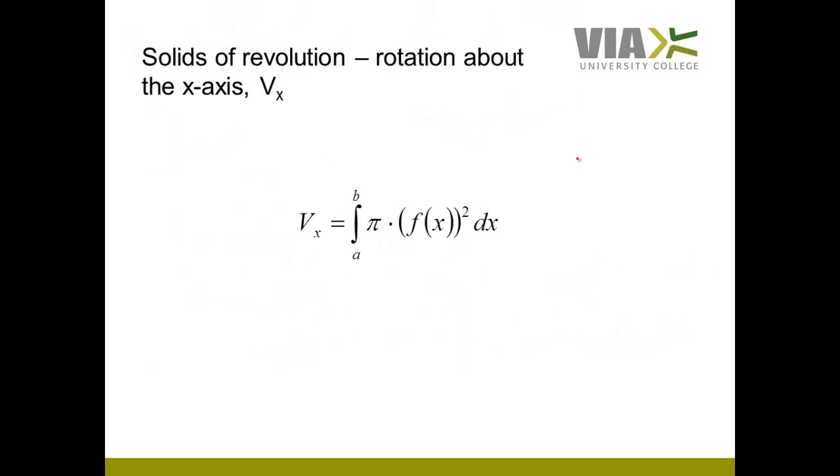So that's the conclusion of how we can calculate the solids of revolution when we should rotate about the x-axis. You find the integral with the limits a and b, and then you integrate pi times f(x) squared dx. That is all for now. If you're wondering how we should find the volume of the solid when we rotate the graph about the y-axis, then look into the video called Solids of Revolution or Rotating About the Y-axis Vy.